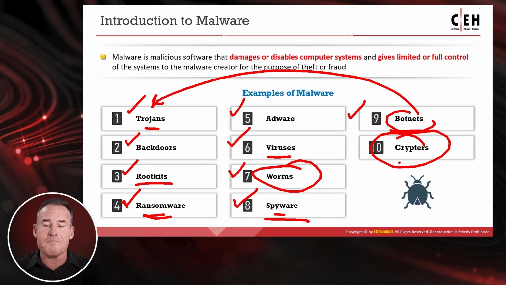Cryptors. Cryptors are meant to obscure the code, to hide the code, make it more difficult to detect or to analyze. If something's encrypted, it's hard to extract signature strings, and we'll see examples of what we're looking for in our dynamic and static analysis at the end of this module. So we will revisit the concept of cryptors.